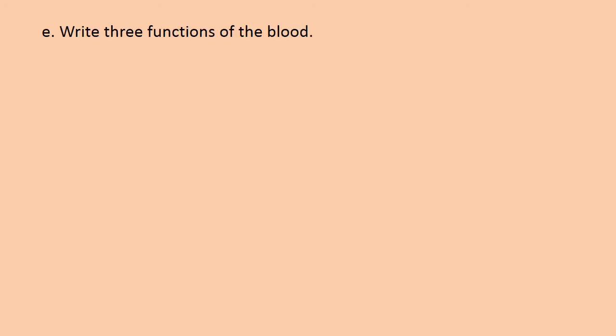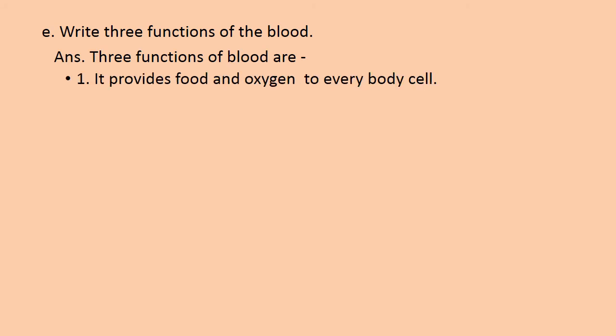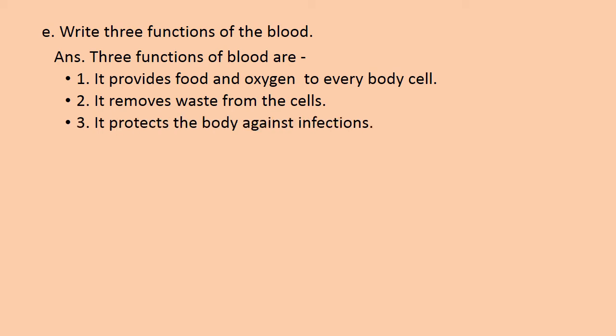Part E is write three functions of the blood. Three functions of blood are: first, it provides food and oxygen to every body cell. Number 2, it removes waste from the cells. And number 3, it protects the body against infection.